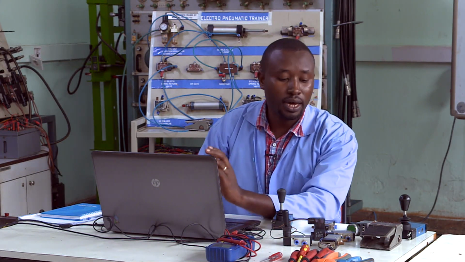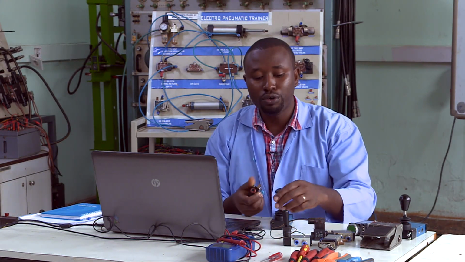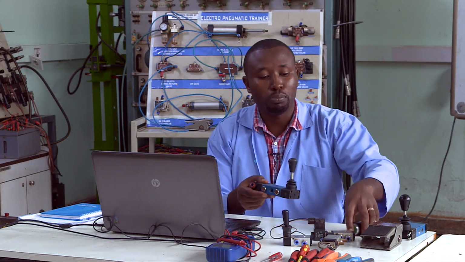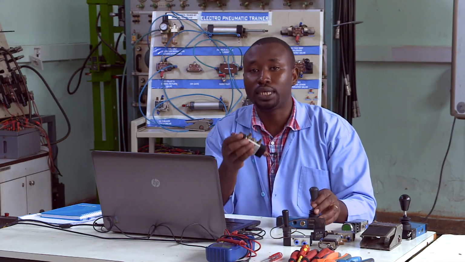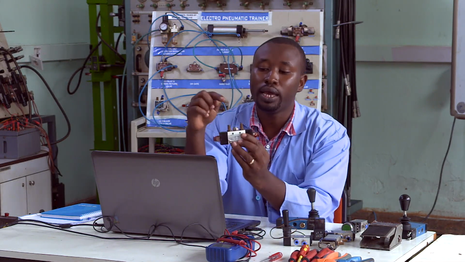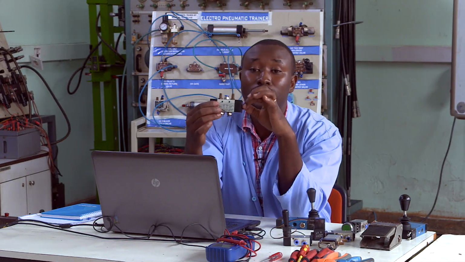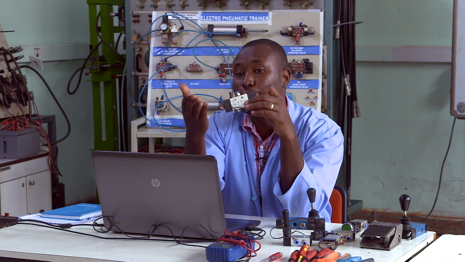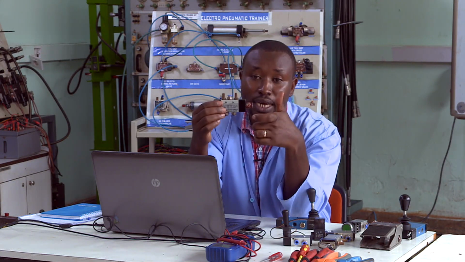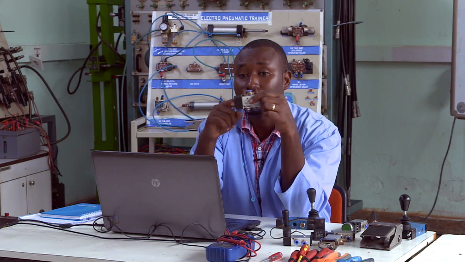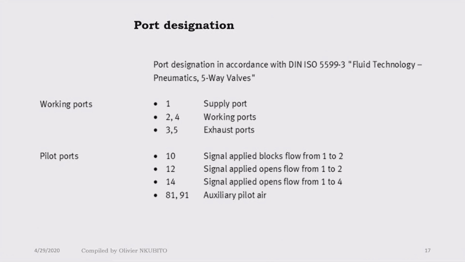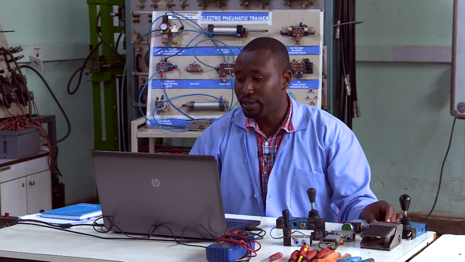And pilot ports are the ones that are used in case we are not using the lever or push buttons or pedal, but when we are using pressurized fluid. So in case you need to link port 1 to port 2, you will say this is number 12. And in case you need to disconnect 1 to 2, you will use number 10. And if you need to link 1 to 4, you will use 14. You just remember 1 to 4, 14. 1 to 2, 12. To disconnect 1 to 2, 10. And we have auxiliary ports, which are pilots, like 81 and 91.